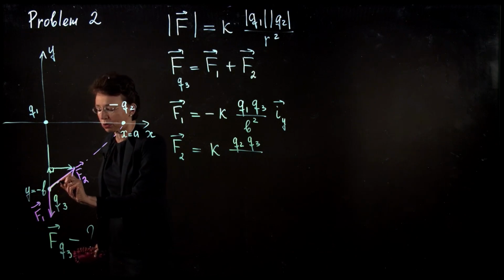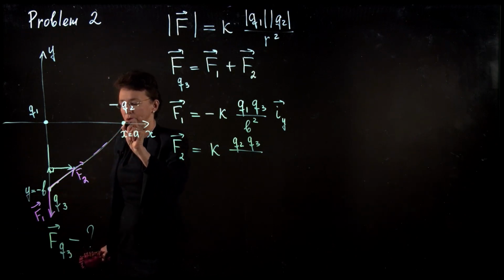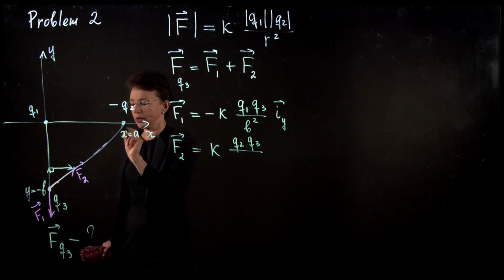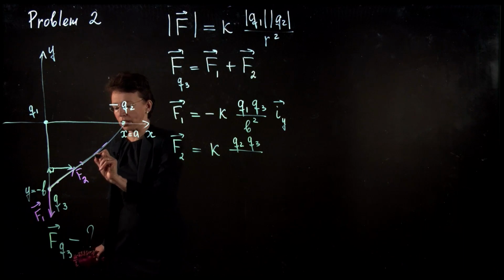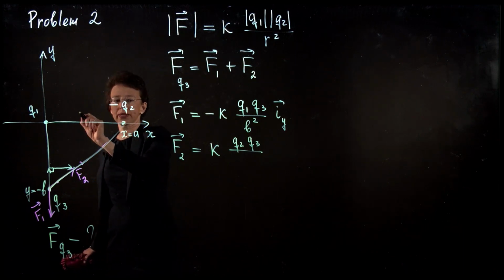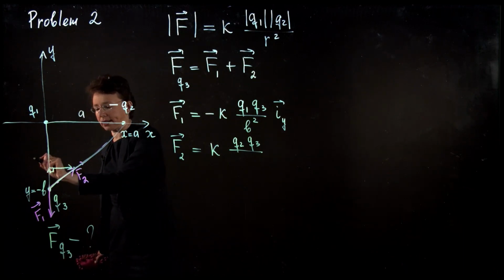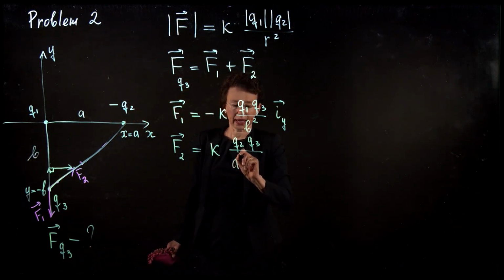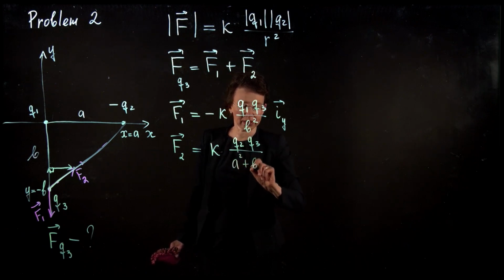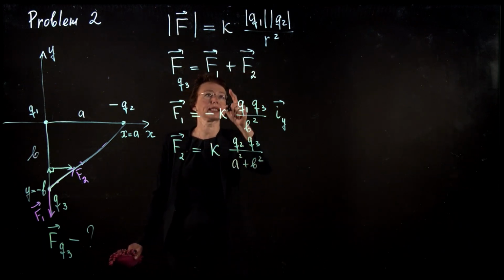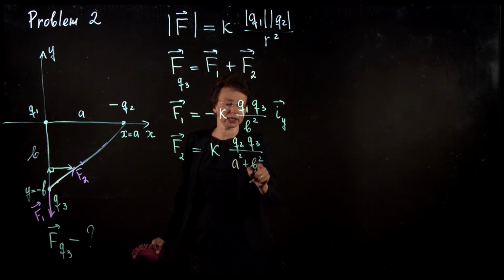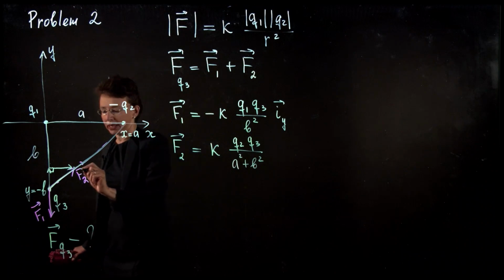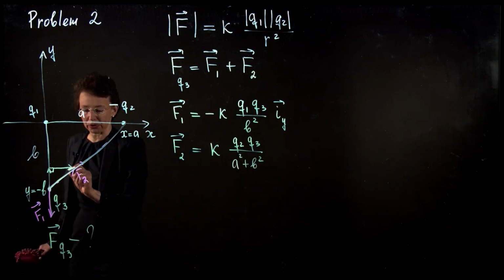What is the distance between them? I will use this right triangle to find the distance. This is the hypotenuse of this triangle. And this is A. This is B. So the hypotenuse will be the square root of a squared plus b squared, but we have distance squared, so it will be a squared plus b squared. And now I need to write the x component of F2.